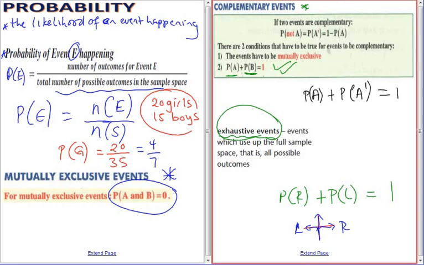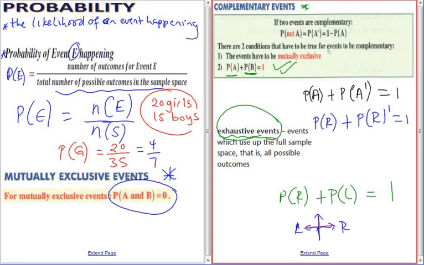complementary. But how can we get complementary events? If you say the probability of turning right and the probability of not turning right. If you know the probability that a person turned right, then everything that's left is the probability that the person did not turn right. So that's what we mean by complementary events.